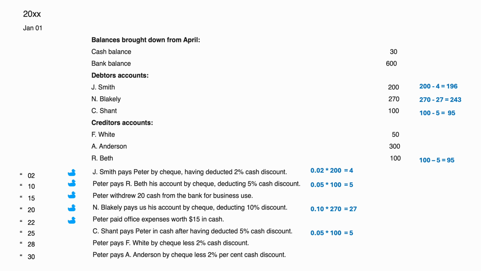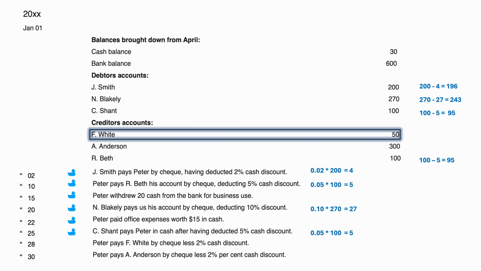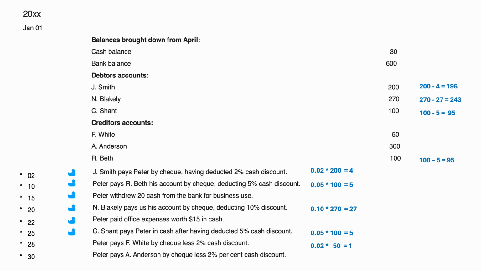Next transaction, Peter pays F. White by check less 2% cash discount. On 1 January, Peter owed F. White $50. On the 28th, Peter pays F. White $50 less 2%. 2% of 50 is equal to 1. 50 minus 1 is equal to 49, which is what Peter paid F. White.